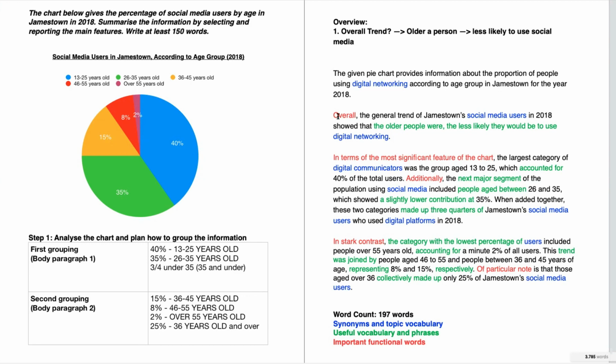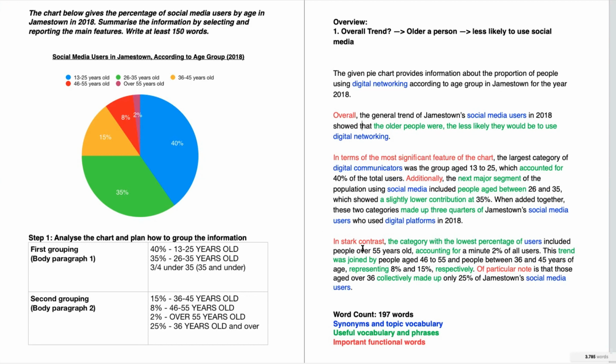So in the overview paragraph, overall is a great word to use because you're talking about everything in your pie chart. This is nice here, our sentence for the body paragraph 1. It says, in terms of the most significant feature of the chart, and then I talked about it. Additionally is a great way to add another example.